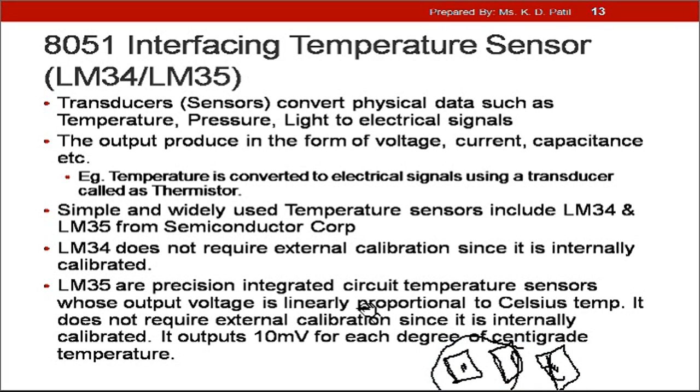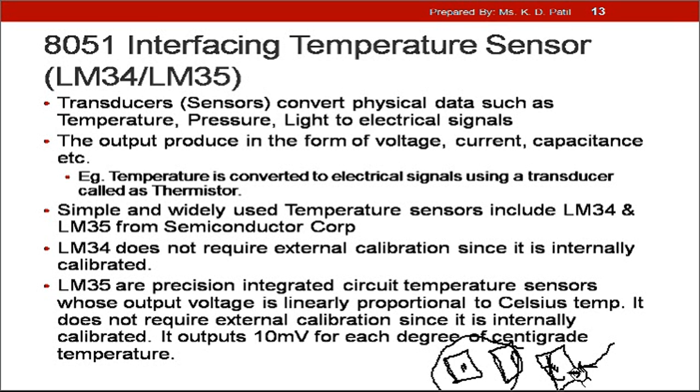First, understand what a sensor is. Sensors convert physical data such as temperature, pressure, light to electrical signals. Sensors sense the physical entity around us and convert it into the form of voltage, current and capacitance. For example, temperature is converted to electrical signals using a sensor called a thermistor.